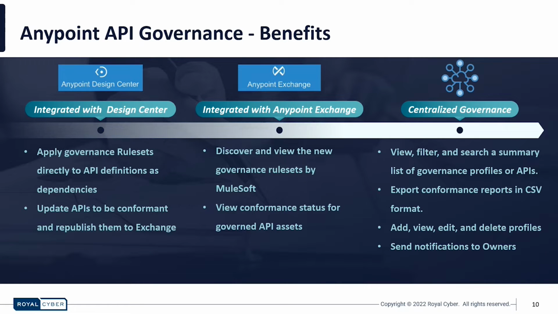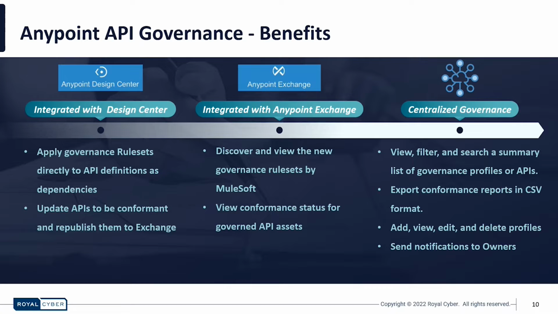API governance is integrated with two components of Anypoint Platform, Anypoint Design Center and Anypoint Exchange. By using Anypoint Design Center, API developers or architects can apply the governance rule sets directly to API definitions as dependencies during the API design phase. It allows you to view conformance issues and filter by level of severity, and expand the project errors section of the text editor to view non-conformance messages.